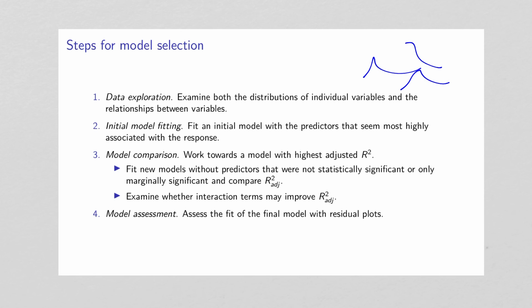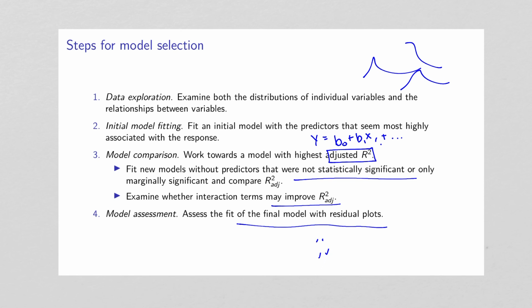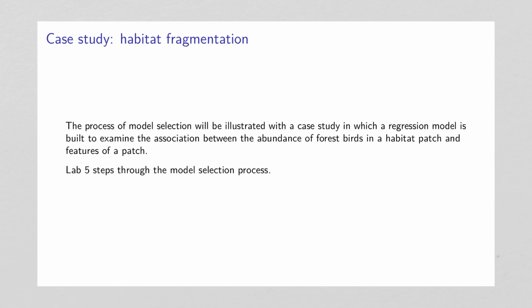We also fit the model with the predictors. You see the line, y equals beta 0 plus beta 1 x1 and so on and so forth. We throw everything at it, and then we see how well the line fits. We want to have the model with the highest adjusted R squared. And sometimes we need to take out things from the initial one if they're not statistically significant. Okay? And then we assess the fit of the final model with residual plots. We look at those residual plots that I talked about last time.